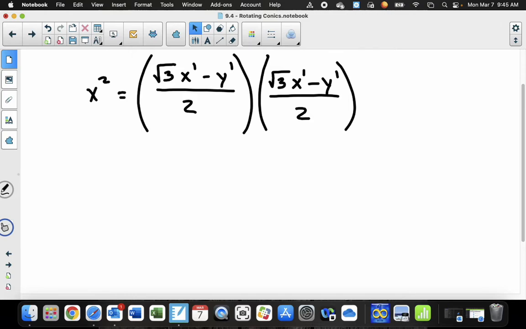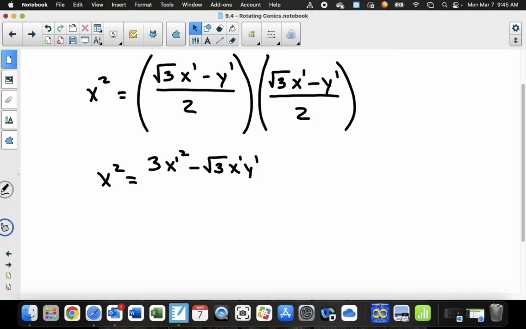So when we multiply this out, x squared equals, if we distribute the first term, square root of 3 times square root of 3, 3. X prime times x prime, x prime squared. That's 3x squared, basically, is what that says. They just happen to have primes on them. When I multiply by the negative y, we end up with a negative square root of 3 x prime y prime. Coefficient times coefficient, variable times variable.